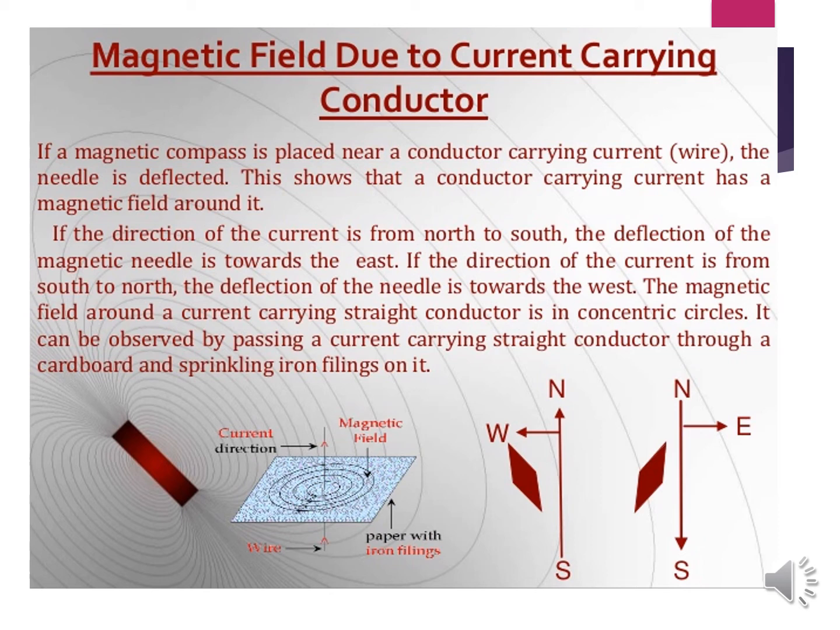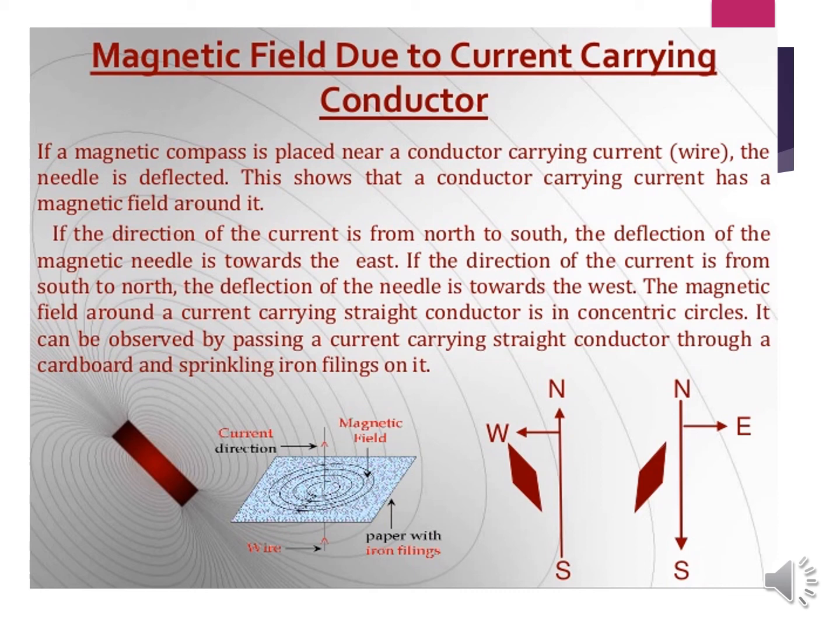The magnetic field around a current carrying straight conductor is in concentric circles. You can see this in the diagram, where a cardboard is connected with the straight conductor. When the current is in the north to south direction, the needle deflects towards the west, and if you reverse the current, opposite to the north to south direction, you will get the deflection towards the east. So the magnetic field around a current carrying conductor is in concentric circles.